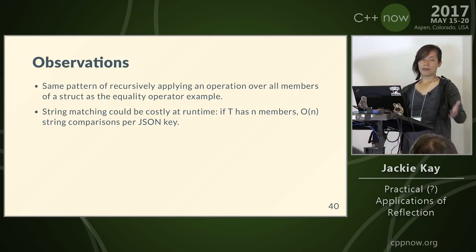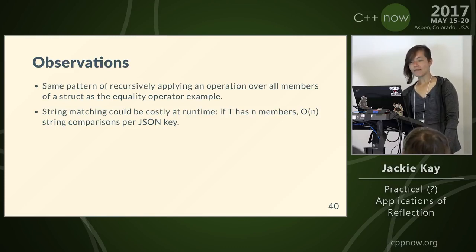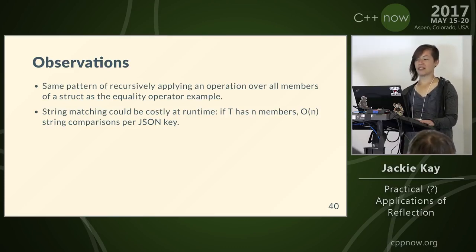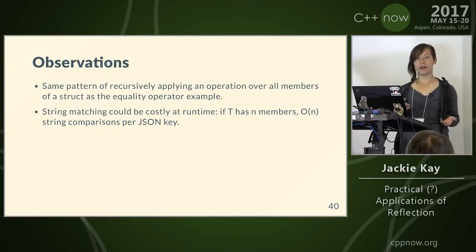As I said, this is the same pattern of a recursive call over all the members. That's quite simple once you understand the syntax, I think. And then the string matching, for me, I wrote this and I was like, this is going to be really bad runtime performance. Usually when we do metaprogramming, it's like, okay, this might take a really long time to compile, but I know that I'm pushing some cost from compile time to runtime. But this is basically O of n string comparisons per member in the struct.